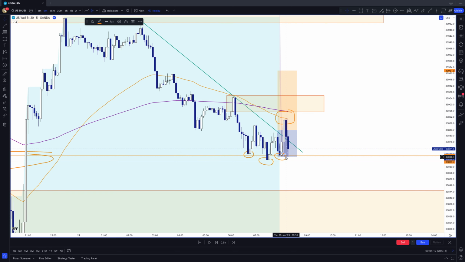Now, what I was playing at next was the pullback. I'm a pullback trader, so I assumed, usually we don't assume, we react, but I was thinking that now we have a small demand zone right here.